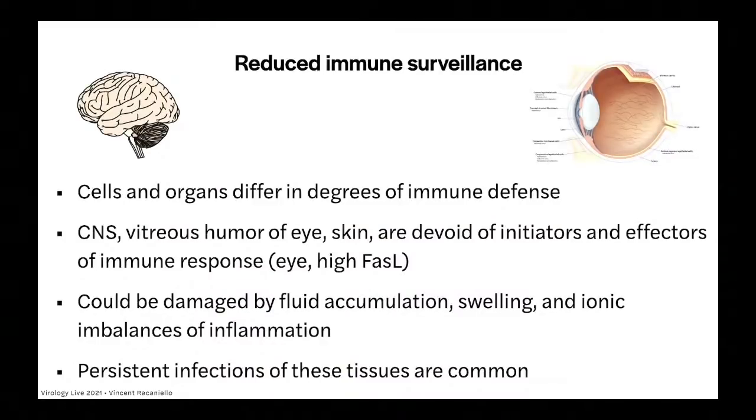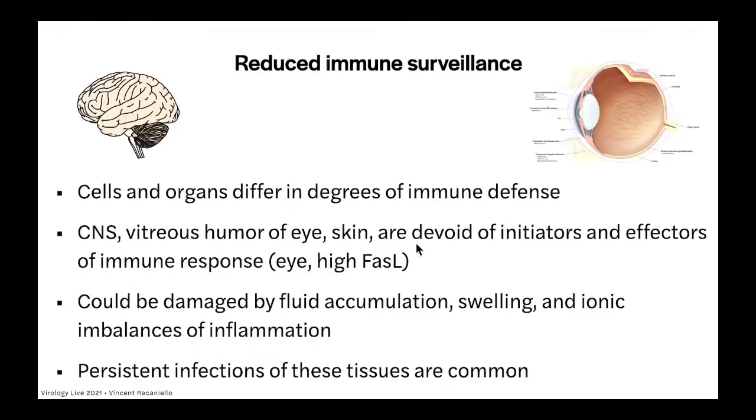So another reason for persistence is this idea that there is reduced immune surveillance in some tissues to prevent damage. Cells and organs differ in their degrees of immune defense. And as I've just said, there's certain tissues that are high in Fas ligand, like the eye. So the vitreous humor there inside. You can imagine if CTLs get in there, that would cause a lot of damage. So there's a lot of Fas ligand. So if CTLs do get in, they are not allowed to kill their target cells.